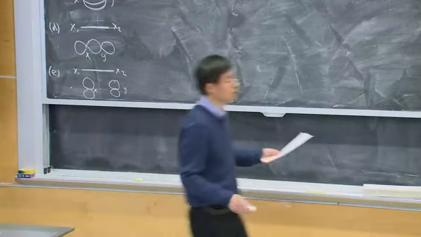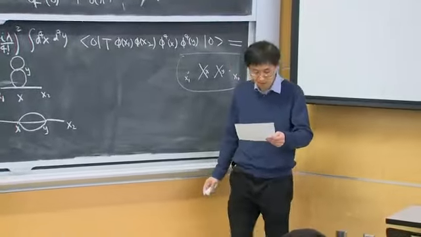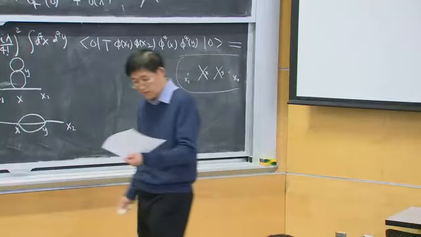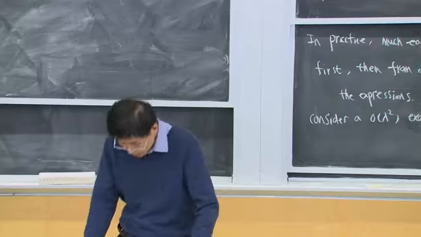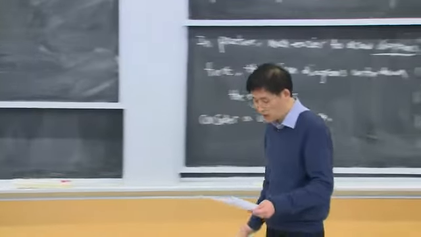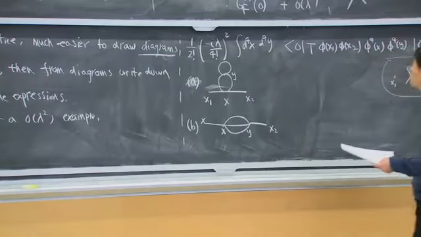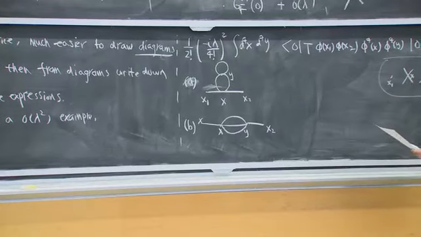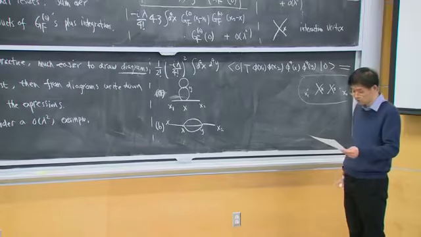So any questions on this? These are essentially all possible contractions you can have between them. We just drew them as diagrams. But now we also have to find the combinatorial factors between them. So now let's try to work out the combinatorial factors.